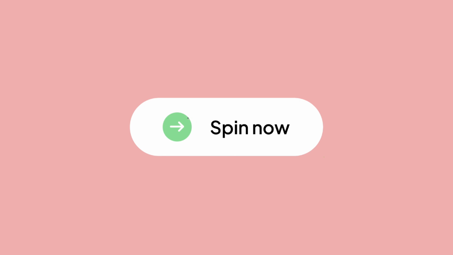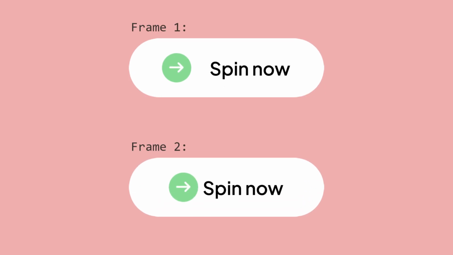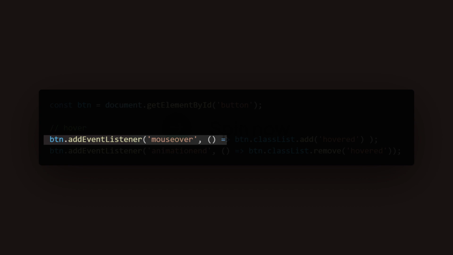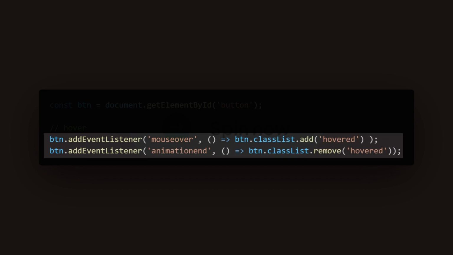The first animation is a hover animation. This one is pretty simple and consists of just these 2 frames. All that's changing is the button container gap. The animation will be triggered using a class, and the class will be added on the hover event using JavaScript. On the mouse over event, I'll add the hovered class to the button, and on the animation end event, I'll remove the class so it can be triggered on the next hover.